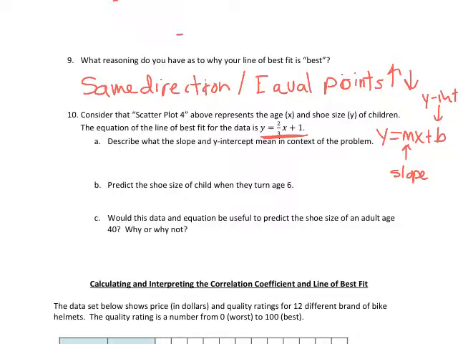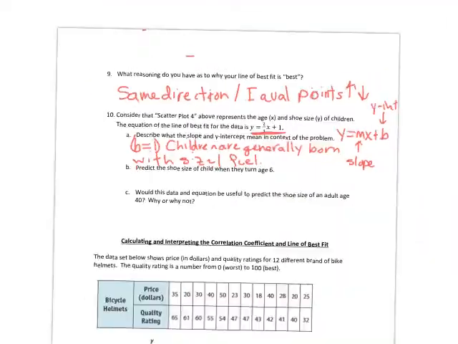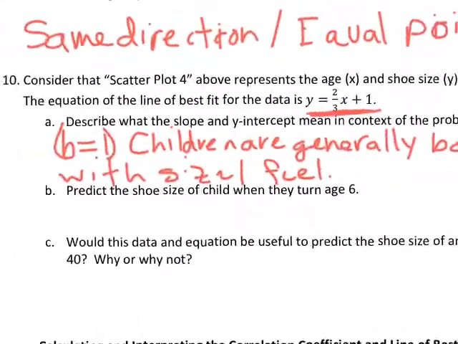Okay? So for b equals 1, we would say children are generally born with size 1 feet or something along those lines. Okay, so that's for my y-intercept. Oh man, I'm going to run out of room, aren't I?